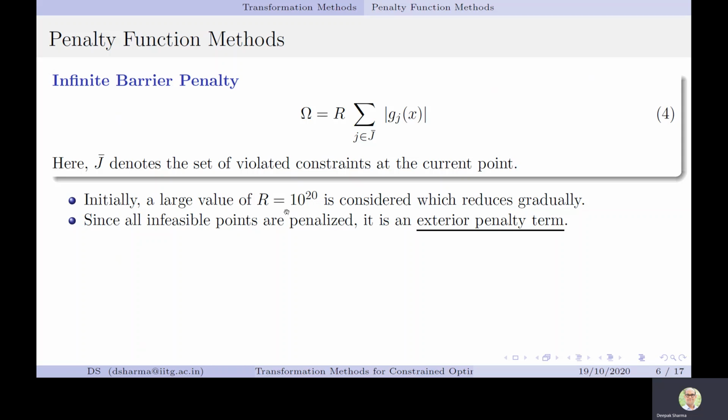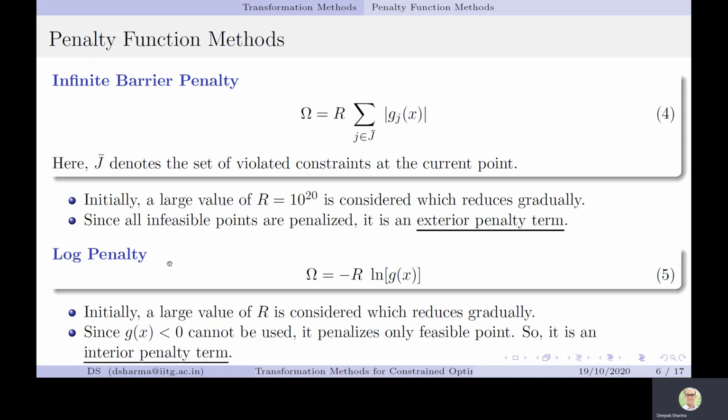So in this particular case, generally we start with a very large value of r, which reduces gradually with the sequences. Now, as you can see, we are only considering the constraints which are violated. This means that we are considering all infeasible points. So we are penalizing them. So we can say the infinite barrier penalty is an exterior penalty term.